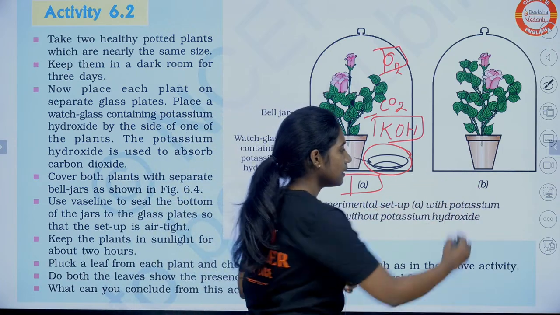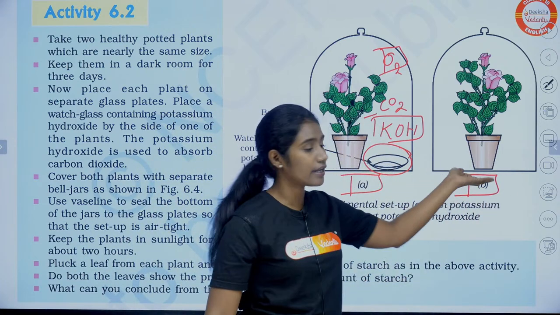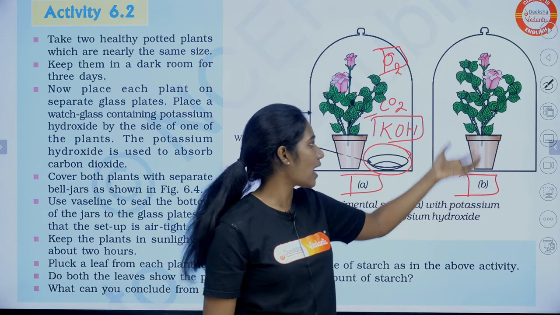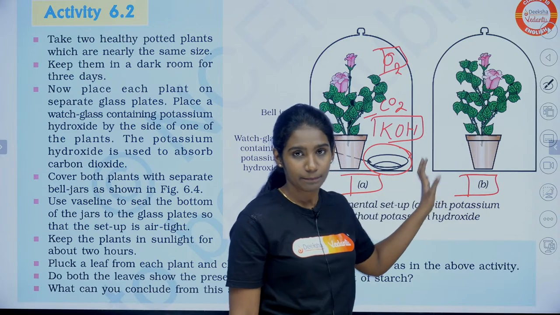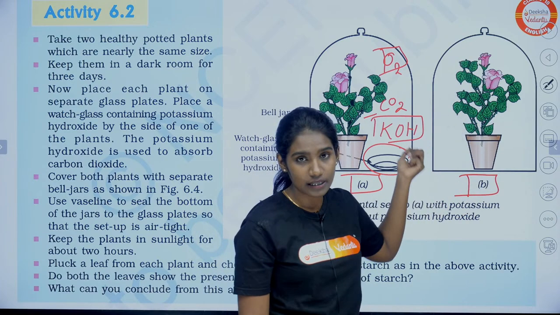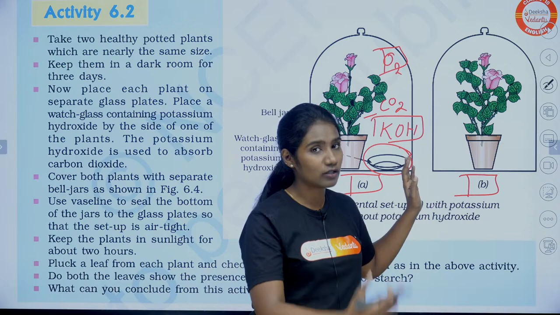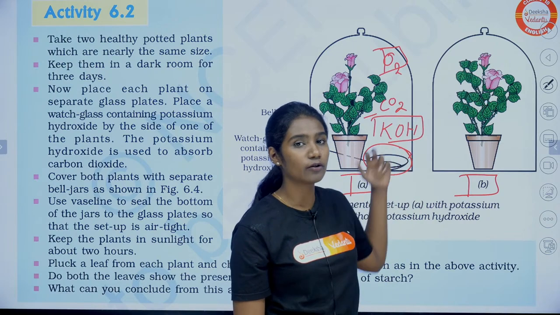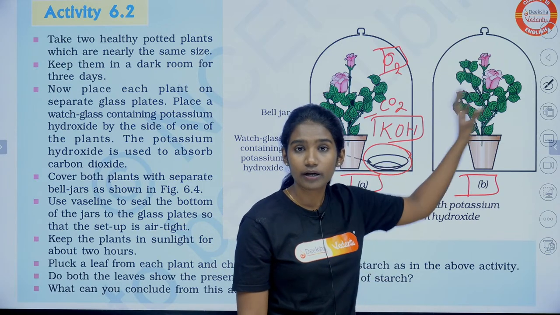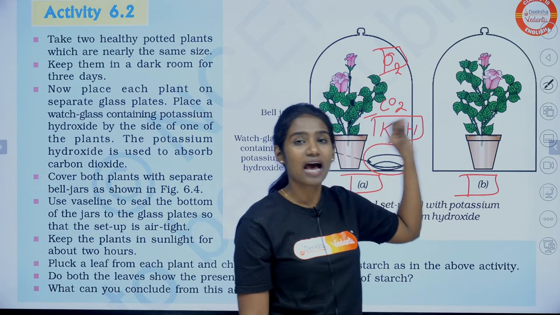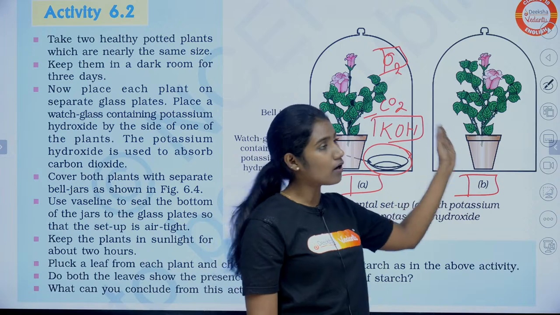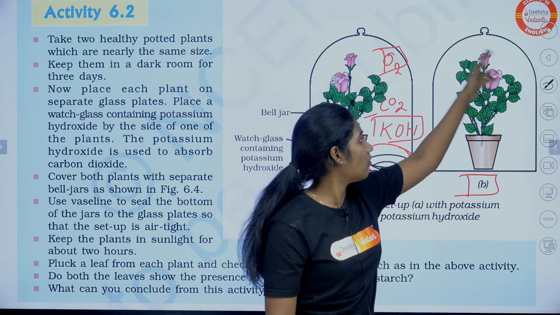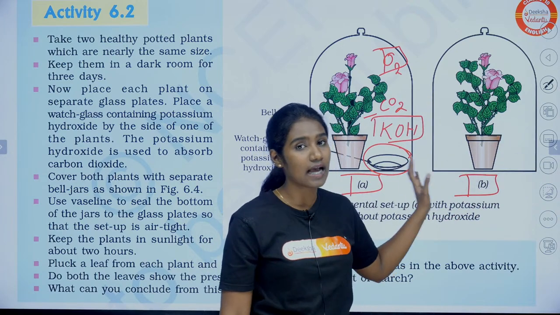Whereas in the second condition, there is no KOH. So first, the plant performs photosynthesis. There will be some carbon dioxide present in this jar, and it will utilize that carbon dioxide. They will perform photosynthesis in the presence of sunlight. They utilize even water molecules, and chlorophyll pigment is present. After photosynthesis, glucose will be produced, and along with that, oxygen is released out. That oxygen will be collected within this jar itself.